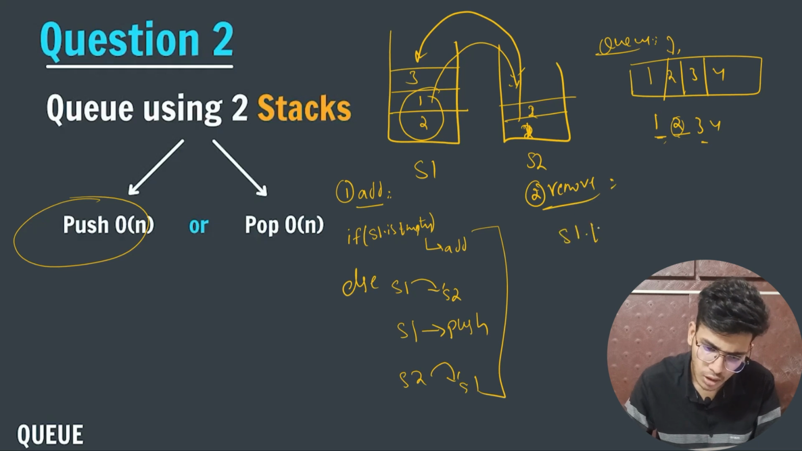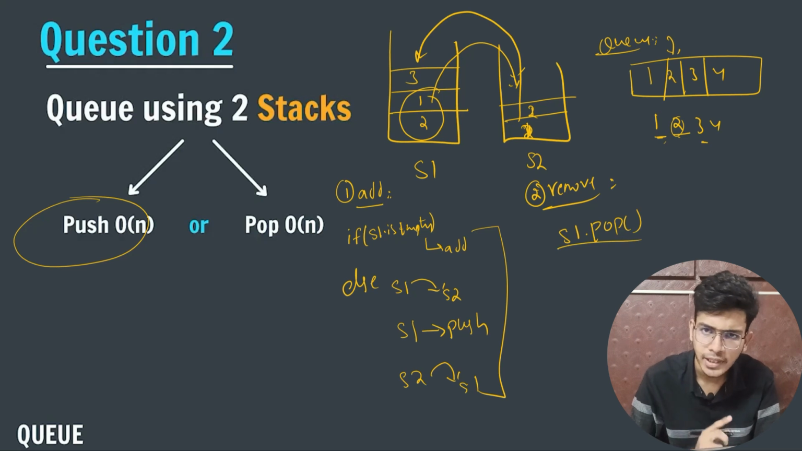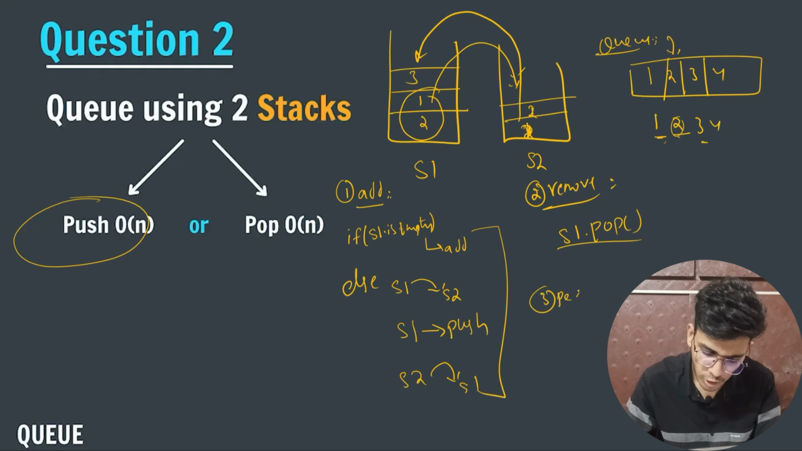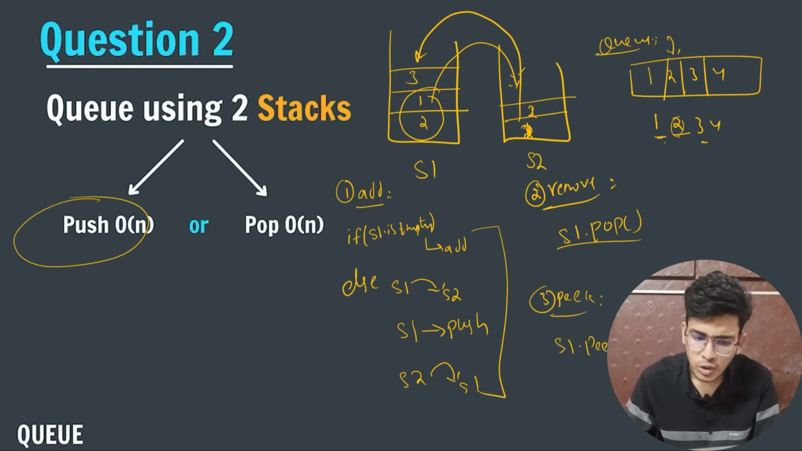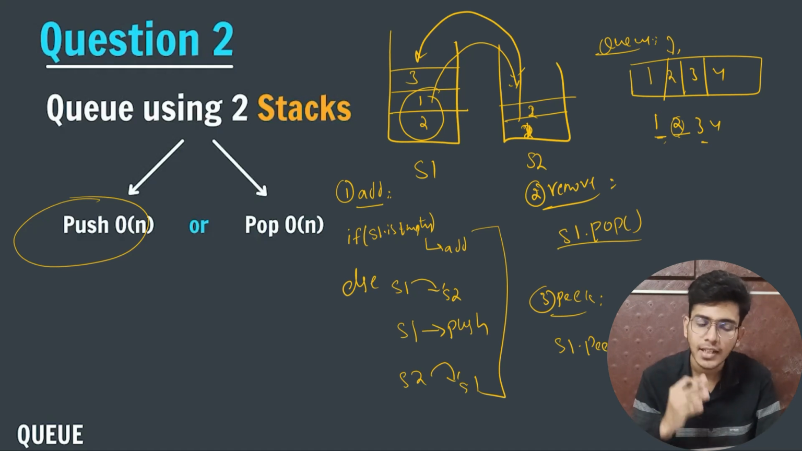Now for remove, I will just remove whatever the top element is. So s1.pop, I will perform this operation on s1, so this will do my pop operation. And for peek I will just use this operation s1.peek. So these are the three operations which we can perform if we want to implement a queue using two stacks. Now let us code this thing, and by coding we will understand it.